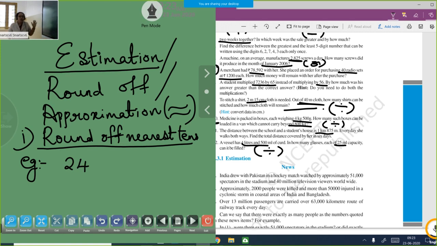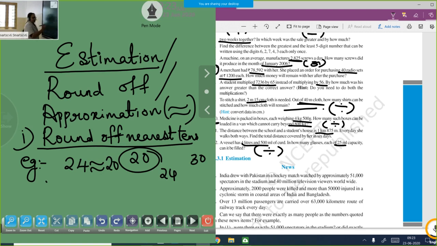You know, in your brain, 24 is in between 20 and 30. Correct, children? 24 is in between 20 and 30. These two are the nearest tens. Then rounding means this 24 is close to which 10? Is 24 close to 20 or to 30? Obviously, 24 is close to 20. That means we will write the approximation or estimation of 24 is 20.